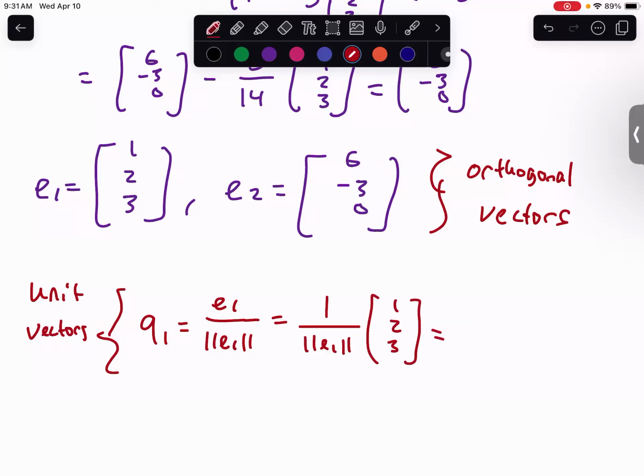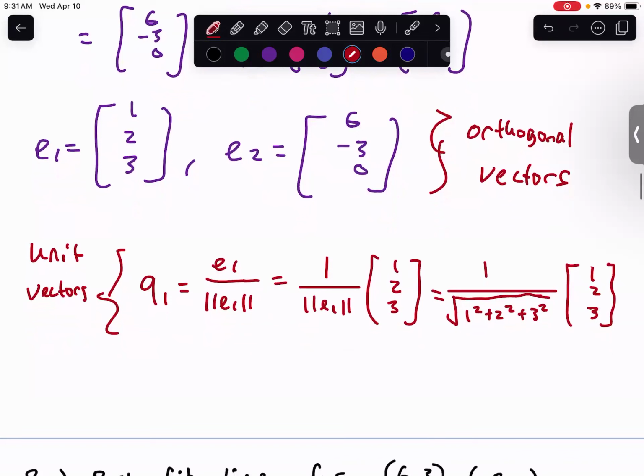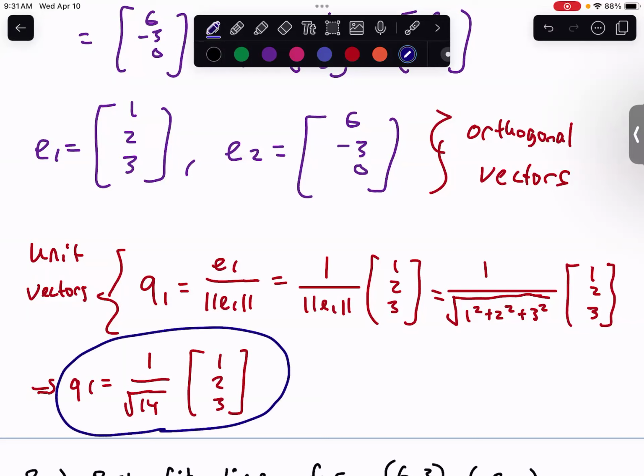So the length of E1, I guess it's been a while since we talked about this, is going to be the square root of 1 squared plus 2 squared plus 3 squared, times 1, 2, 3. And so this is going to be equal to 1 over the square root of 14 times the vector 1, 2, 3. So this is our first vector in the orthonormal basis. So that's going to be one of our answers.